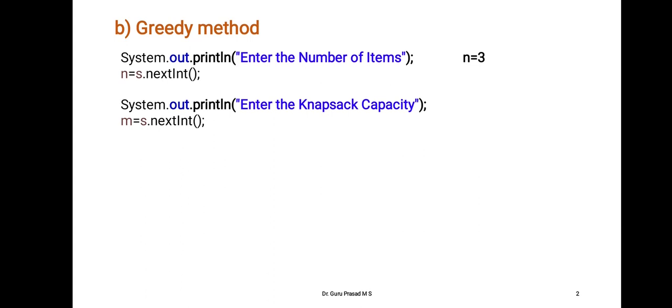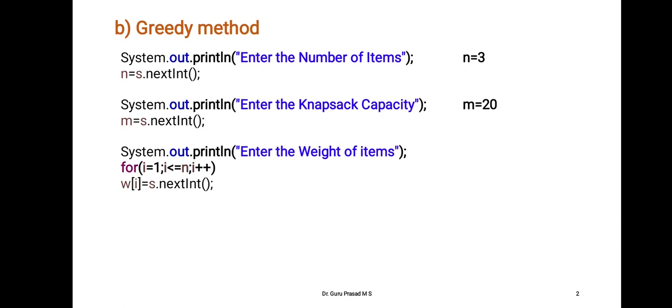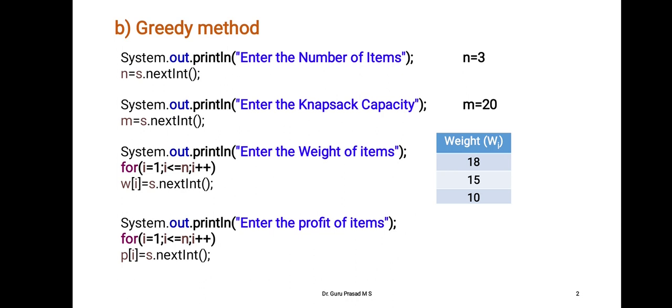Enter the knapsack capacity, m equal to 20. Enter the weight of the items. You are reading the items one by one and all those values are stored inside the array W: W1 is 18, W2 is 15, W3 is 10. Enter the profit of items. There are 3 items, so we have to enter 3 items' profit, and all those values are stored inside the array P. The profits are as follows: P1 is 10, P2 is 21, P3 is 18.